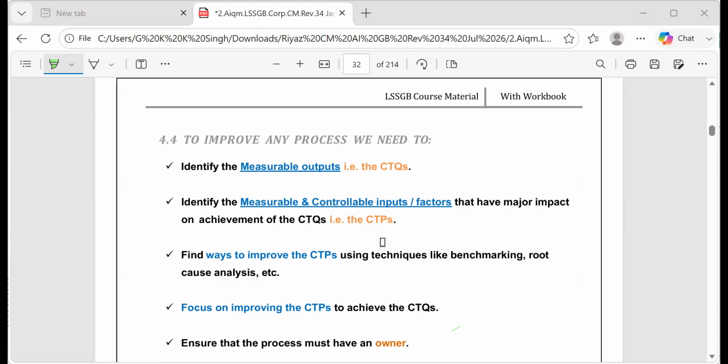And ensure that the process must have an owner. What is the meaning of the process must have an owner? Somebody should be responsible for achieving the improvement. So this responsible person we call in a Six Sigma team the process owner, or we also call him the champion.